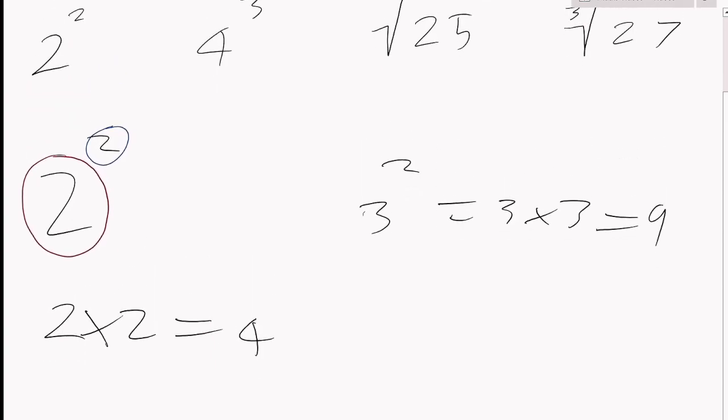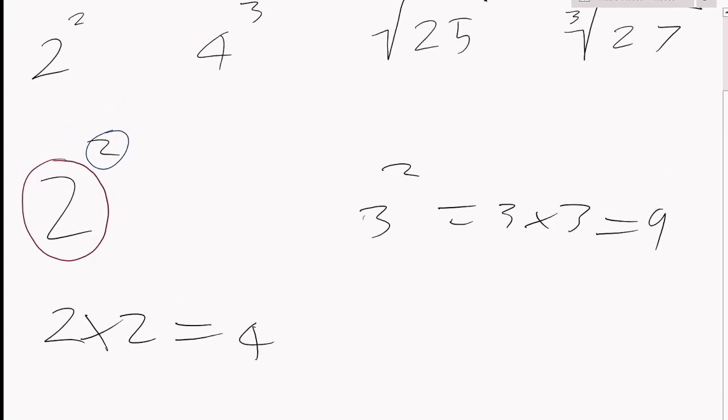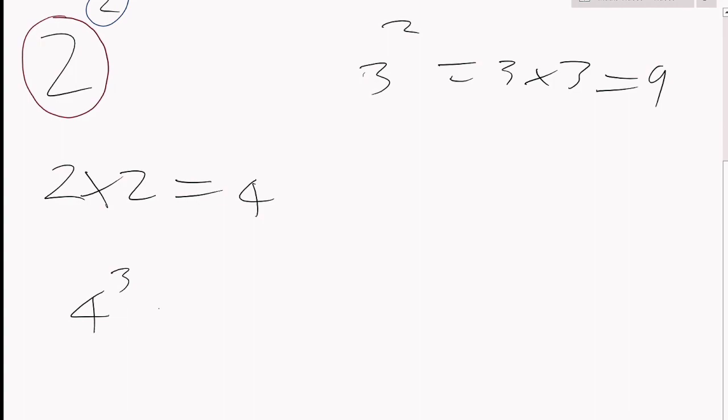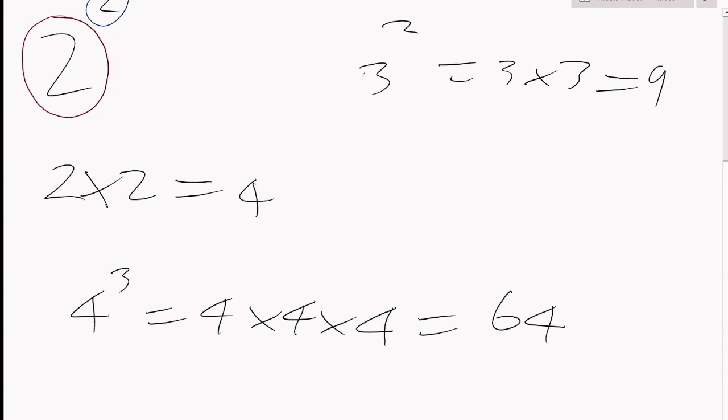Similarly, 4 cubed here equals 4 times 4 times 4, which equals 64. So as you can see, I've got 3 4s and I'm multiplying them all together.